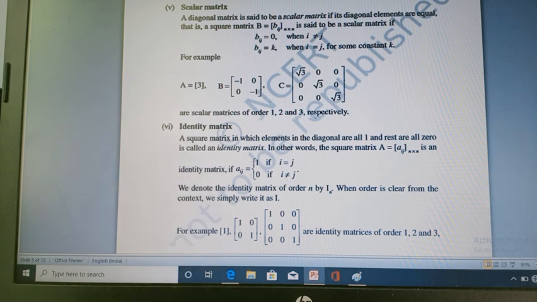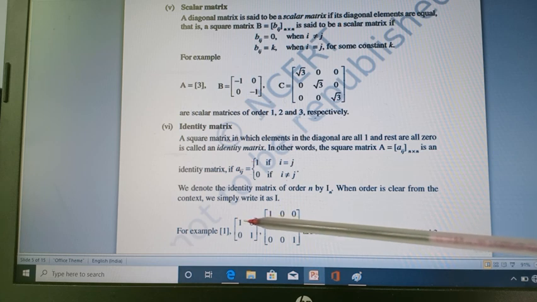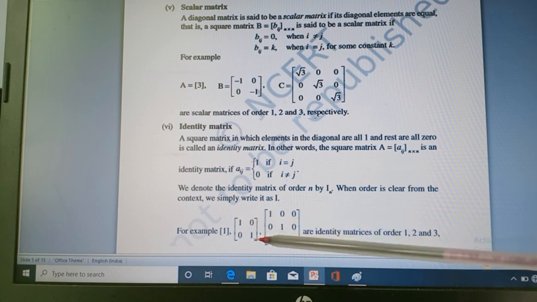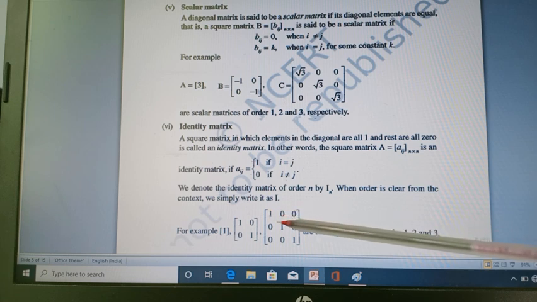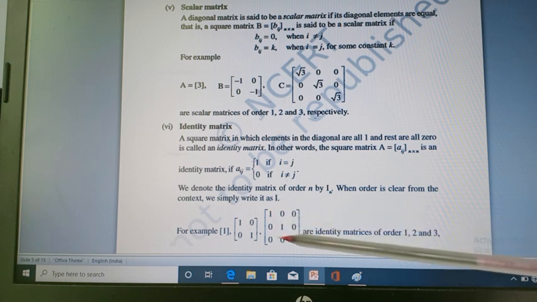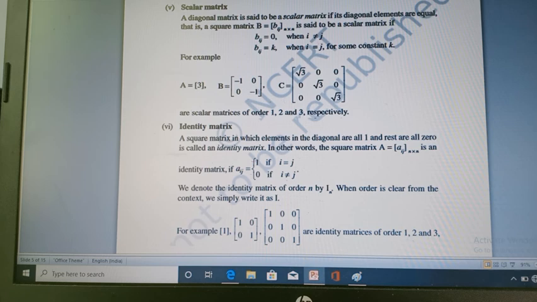Identity matrix is a type of matrix where the diagonal elements are unity, 1, and the non-diagonal elements are 0. It is also a square matrix. You can see the example. It is a 2 by 2 matrix where the diagonal elements are 1, 1. It is a 3 by 3 matrix where the diagonal elements are 1, 1, 1. So this type of matrix is called an identity matrix.